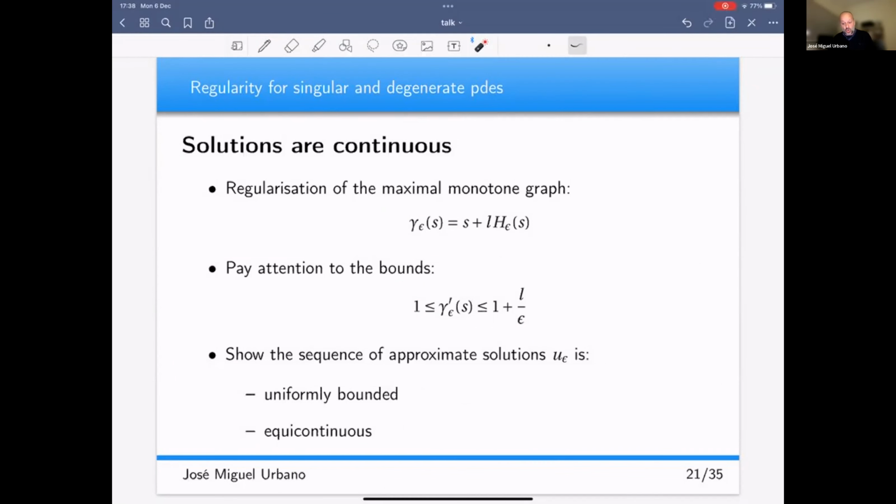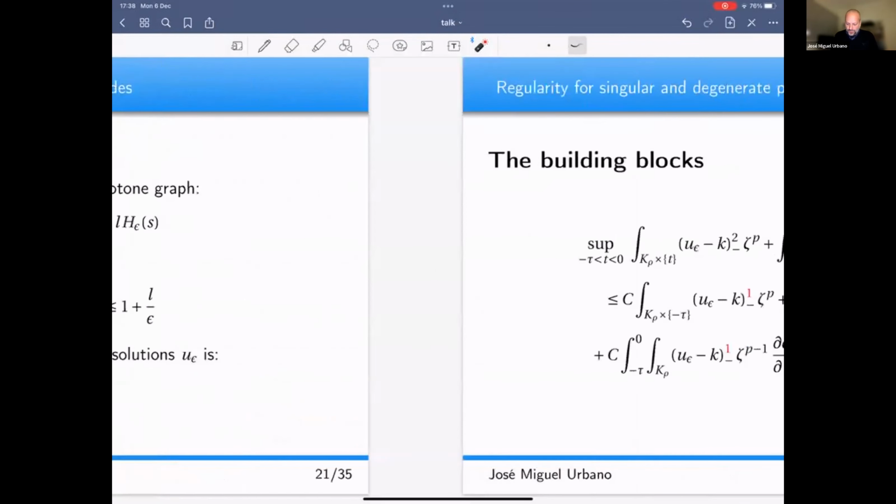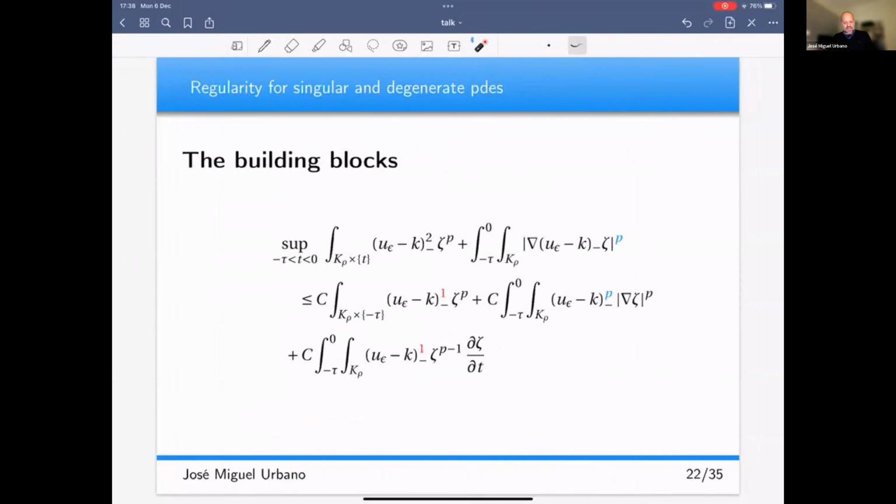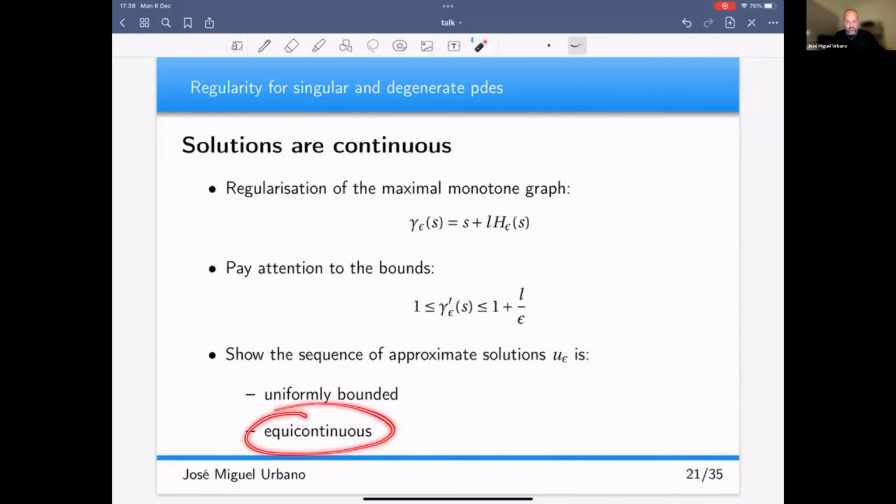But what you have to show is that your sequence of approximate solutions, corresponding to each epsilon, is uniformly bounded and equicontinuous. If you can prove this, then you can obtain continuity in the limit, right? You don't obtain Hölder continuity, but you still obtain continuity by Ascoli's theorem. So what happens in this case? If you look again at the Caccioppoli estimates, you need to obtain estimates that are uniform in epsilon, otherwise you do not prove equicontinuity.